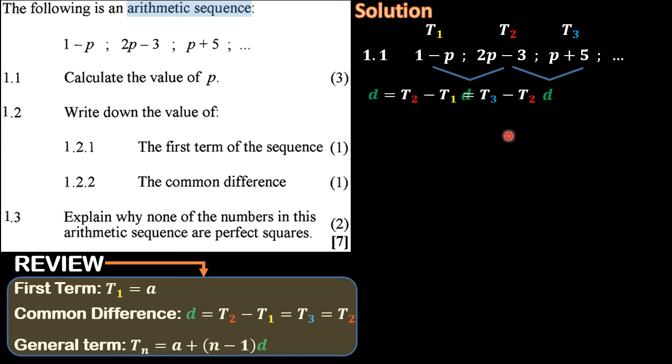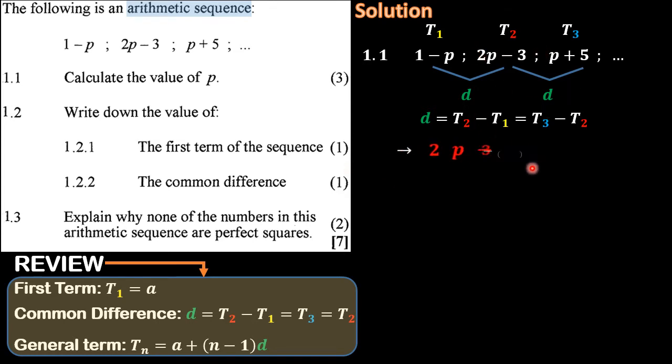Okay, let's write down the equation. We know d is equal to t2 minus t1, which is equal to t3 minus t2. Then if you are here, folks, you are done. Because the next step will just be to substitute these terms, and then you play your maths, then you find the value of d. All right, let's substitute. So it means where you see t1, you'll substitute 1 minus p, where you see t2, you'll substitute by 2p minus 3.